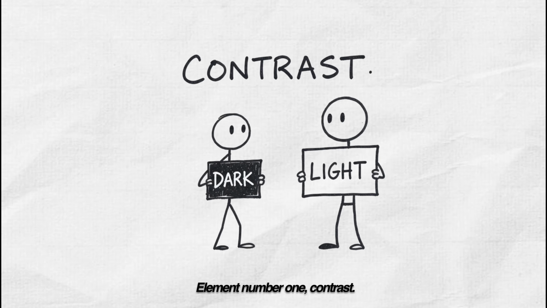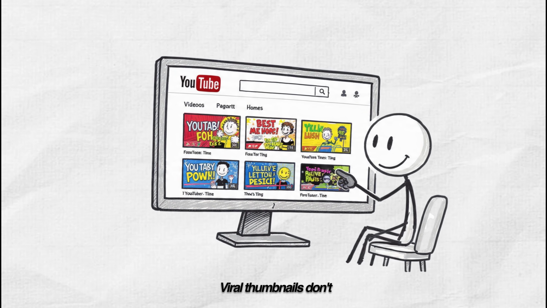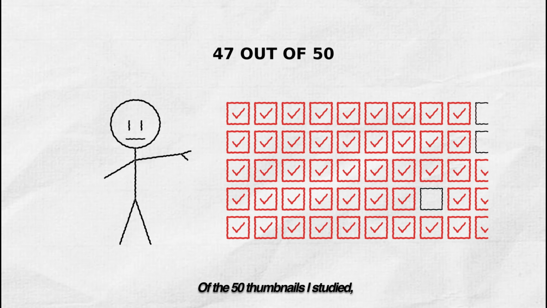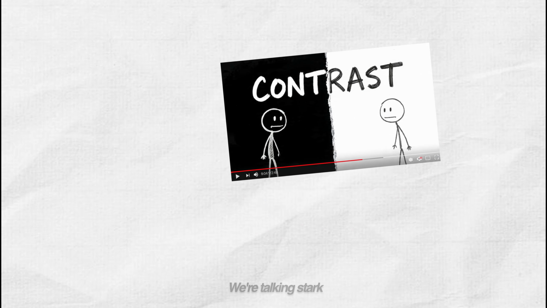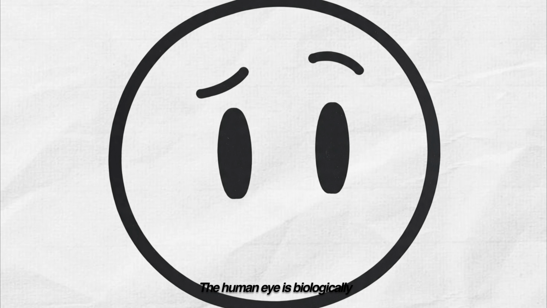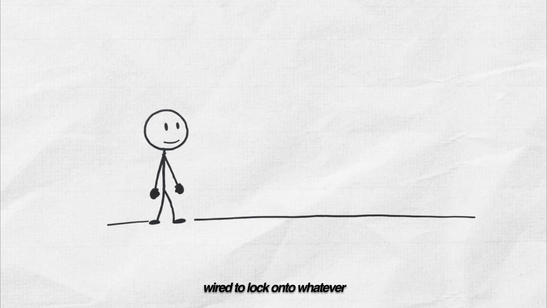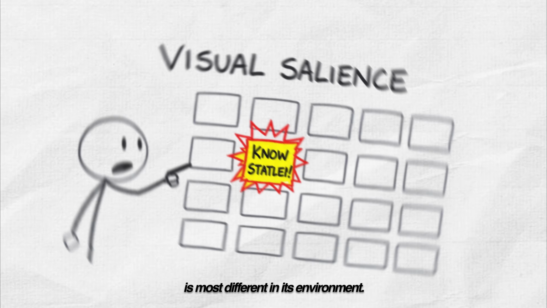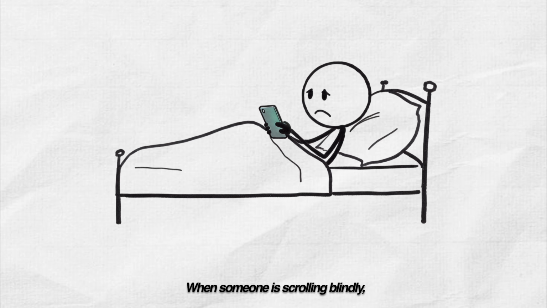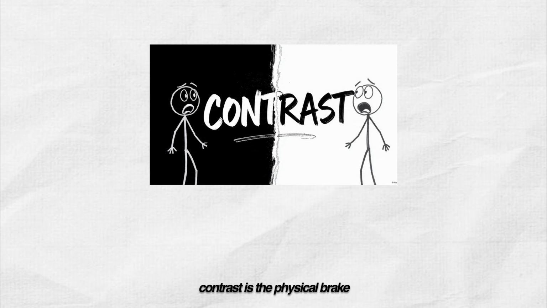Element number 1, contrast. Viral thumbnails don't have beautiful design. They have aggressive contrast. Of the 50 thumbnails I studied, 47 used a high contrast color pairing. We're talking stark white against deep charcoal, vivid reds against pitch black. This isn't about looking pretty. The human eye is biologically wired to lock onto whatever is most different in its environment. It's called visual salience. It's a survival instinct, not an artistic choice. When someone is scrolling blindly, contrast is the physical brake pedal for their thumb.